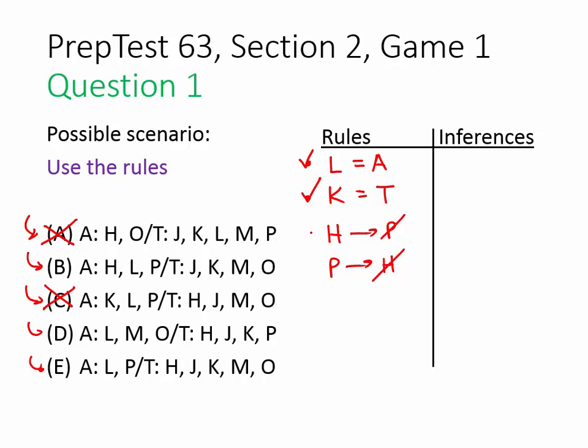If H, then no P. Here in answer choice B, you'll notice that we have an H and a P together in the appellate court, so that one's out. And here in answer choice D, you'll notice we have an H and P together in the trial court, so that one's out, and the only remaining answer choice is E.